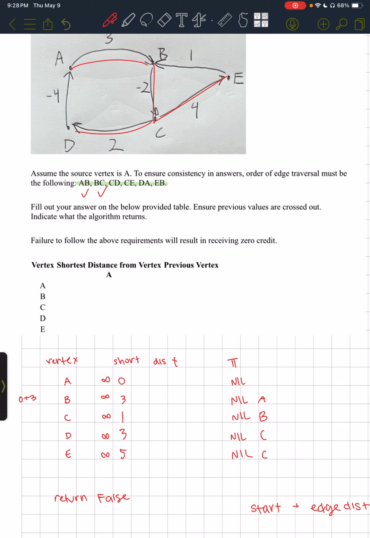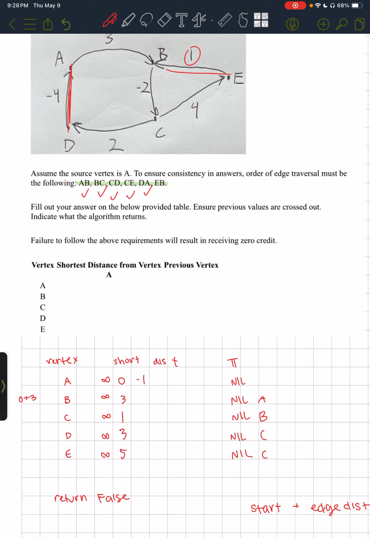And then the next thing is D to A. D to A is -4. So -4 plus 3 is -1. And then the next one is E to B. E to B is 1. So let's do E, which is 5, plus 1. 5 plus 1 is 6.